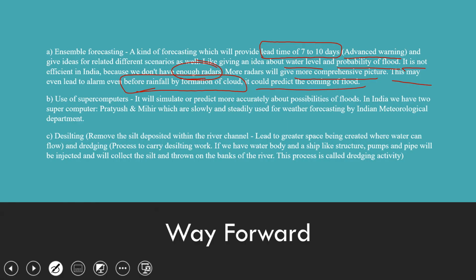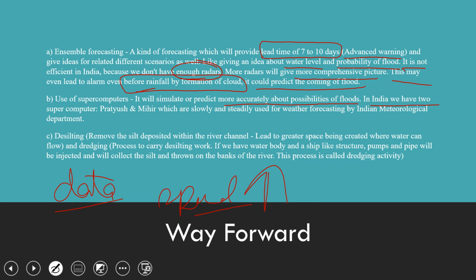So it will predict the coming of flood. Second, if we use supercomputers, the data that we collect of the cloud or the forecasting is very huge, minute per minute or second per second data is coming. So for calculating all those data we need supercomputers. So ultimately the speed of the calculation will increase significantly. So it will simulate or predict more accurately the possibilities of floods.